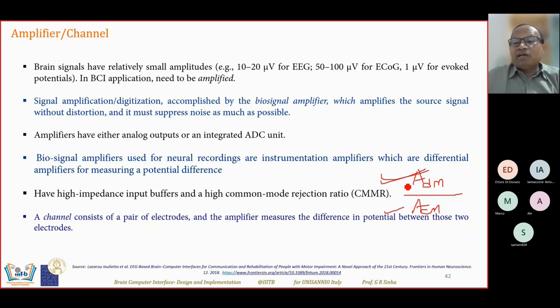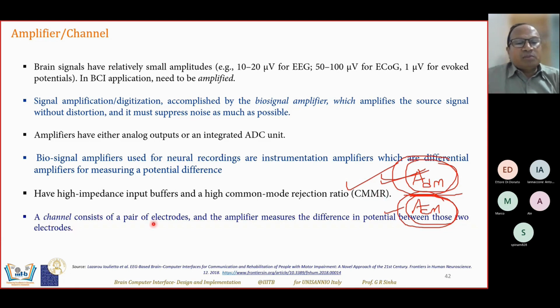So it is the gain of the amplifier for the differential mode signal, and the gain of the amplifier when it is amplifying the common mode signal. So the denominator must be very small, and the numerator must be very large. And this is why CMRR is expected to be a very large quantity.